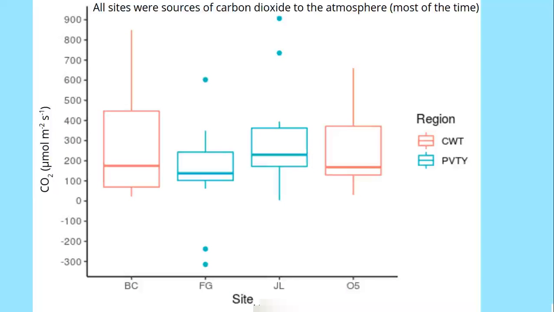So, in speaking of sources, all sites were sources of carbon dioxide to the atmosphere most of the time. We see 2 measurements where Fern Gully was a sink. Site is on the x-axis and carbon dioxide in micromoles per second per square meter is on the y. We see that it is sorted by region, Coweeta and Poverty Creek, and we see how variable it is between these wetlands.